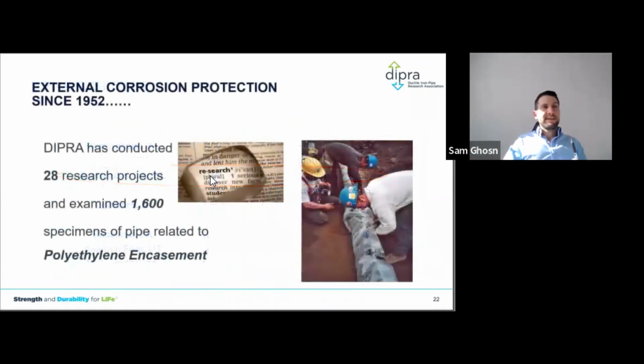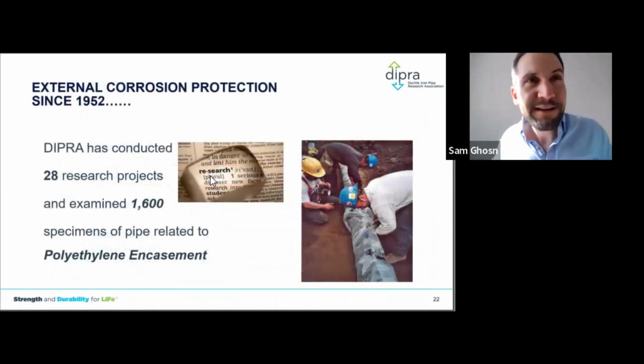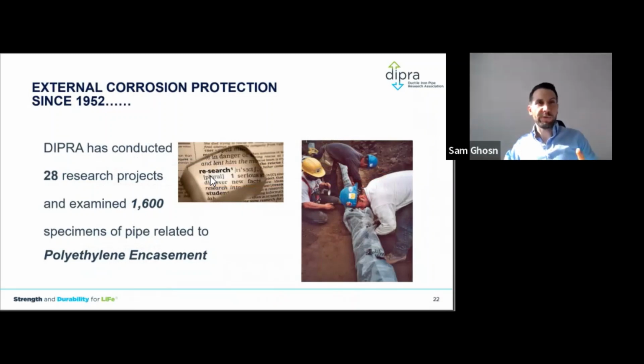So since 1952, we started research on corrosion control, and we learned a lot about polyethylene encasement. Why? Because polyethylene encasement is the most economic and effective means of protecting iron pipes. Basically, what we're doing, we're putting a bag on the pipe and controlling the electrolyte.